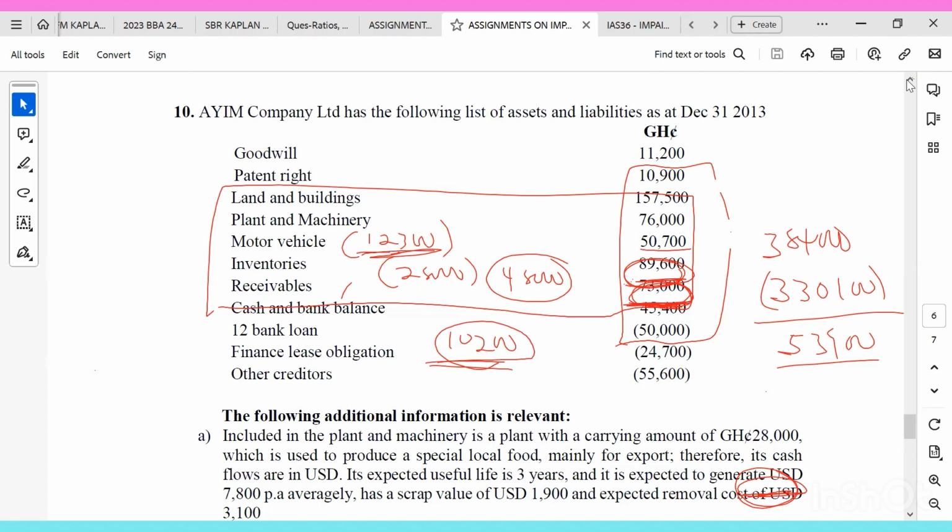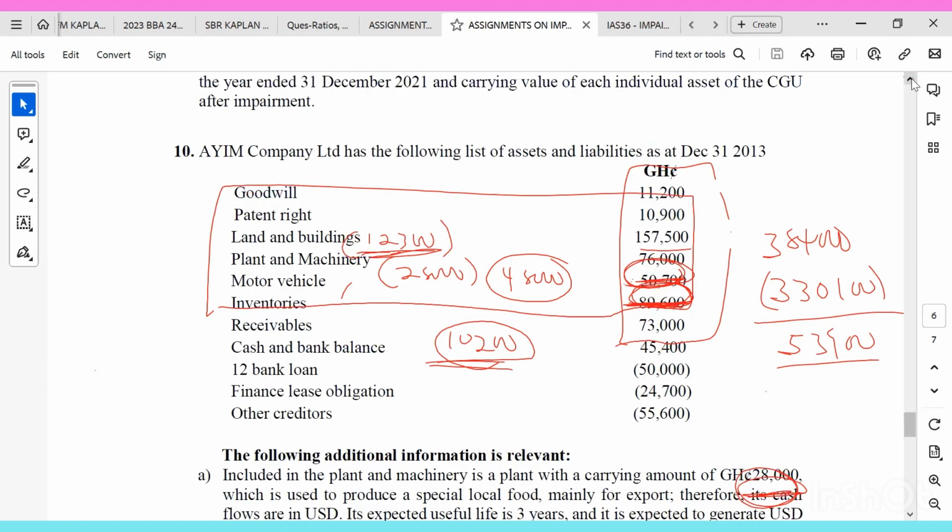The same way for the 76,000. Where is the 76,000? For plant and machinery, we take it from the plant and machinery because that has not been impaired. Okay. But if you come to the apportionment of the impairments now, goodwill will take 11,200. That particular asset, the motor vehicle, will take 10,200. What will be the difference? So 53,900 minus the goodwill minus the 10,200. 32,500. Okay.